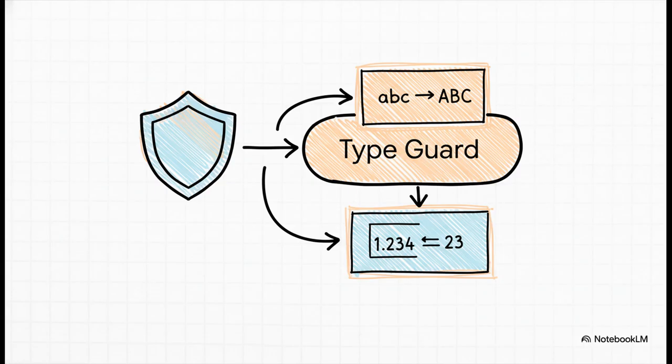You see that if statement, the typeof value equals string part? That is the guard. Inside that first block, TypeScript is now 100% positive that value is a string. So calling .toUpperCase on it is completely safe. And in the else block, it knows it must be a number, so calling .toFixed is also safe. This simple check just saved us from a potential crash.